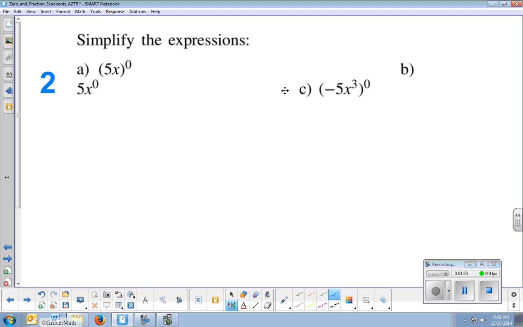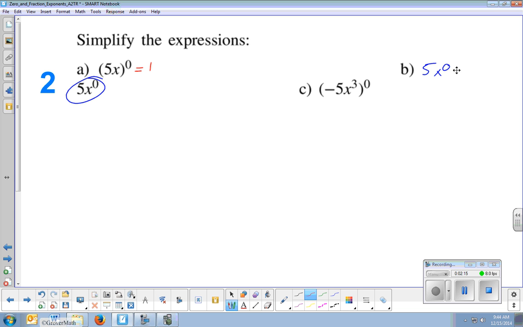Now, this is a little off. This is supposed to be over here. This is the question for part B, so 5x to the 0. And then here is question C. So this is not a multiple choice. This is three questions I wanted you to solve. So 5x raised to the 0. Again, the parentheses are the key here. This whole thing raised to the 0 equals 1.